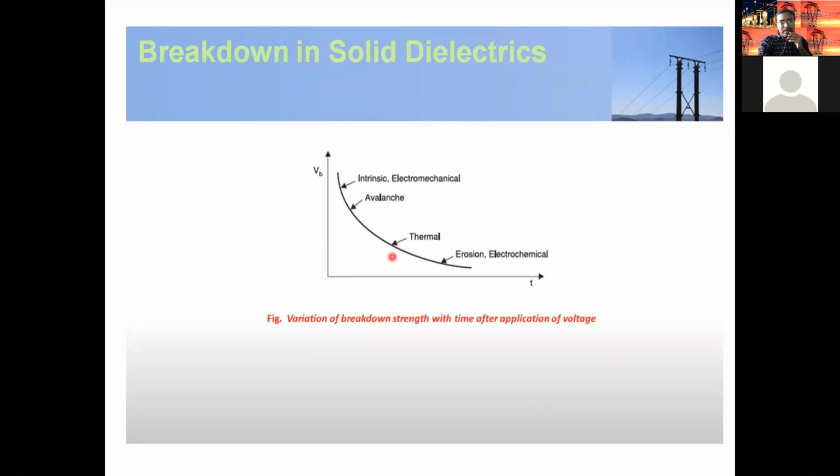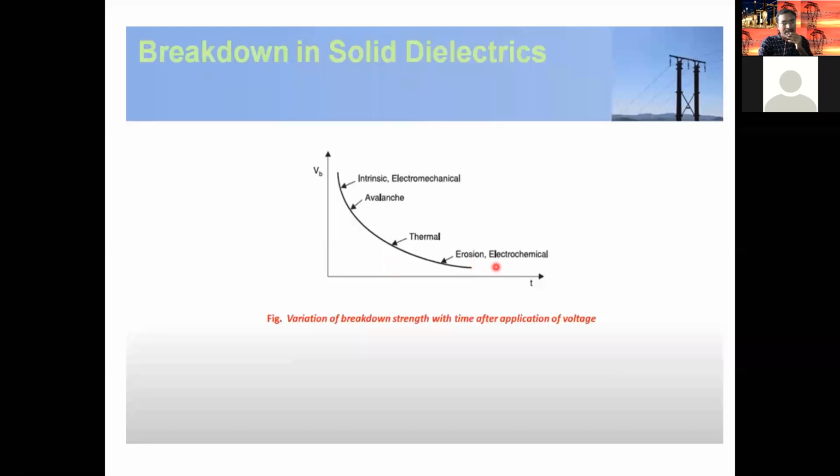Thermal breakdown takes more time because of temperature. If the temperature and heat keep increasing, the dielectric material loses its property, and that takes some time. That is why it takes somewhat more time compared to intrinsic or electromechanical breakdown. But even at lower voltages it is possible for the insulator to break down, though it takes more time.